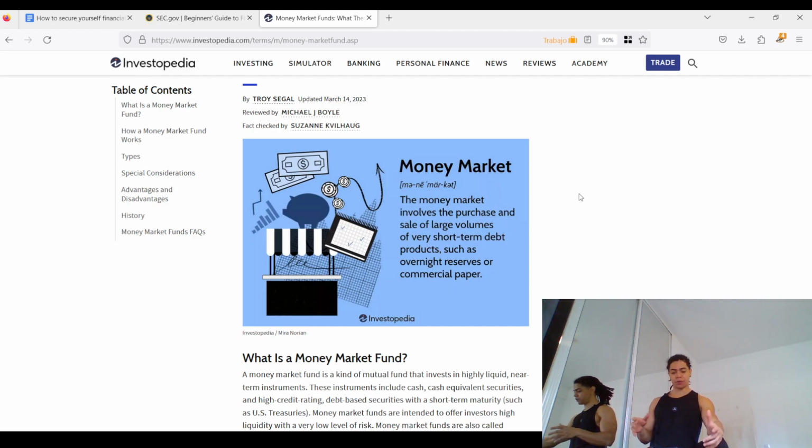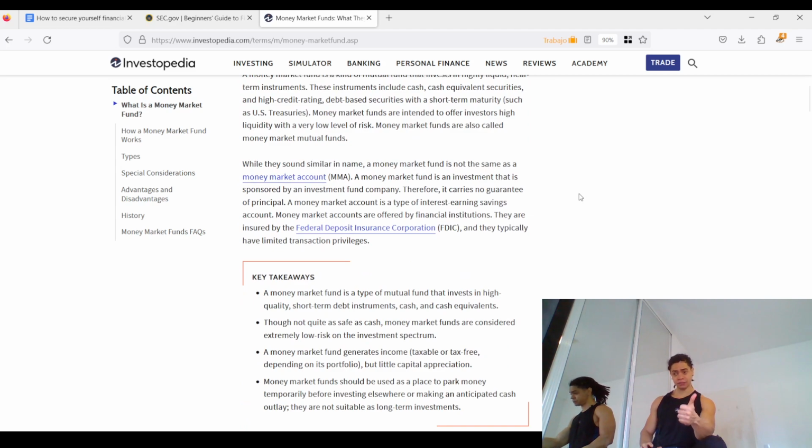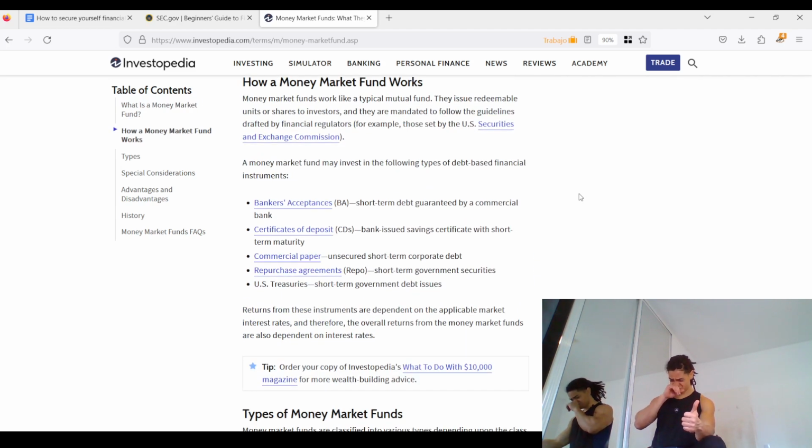So these money market funds are markets which involve the purchase or sale of large volumes of very short-term debt, such as bank acceptances, in other words short-term debt guaranteed by commercial banks; certificates of deposit, which are bank-issued savings certificates with short-term maturity; repos, or repurchase agreements; short-term government securities, the U.S. Treasury, which is short-term government debt; as well as commercial paper, which is unsecured short-term debt.